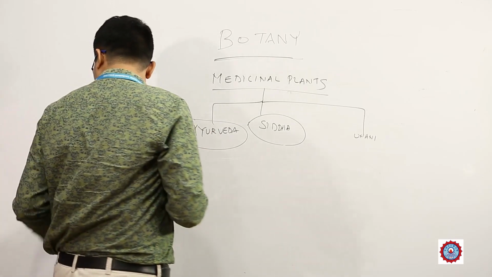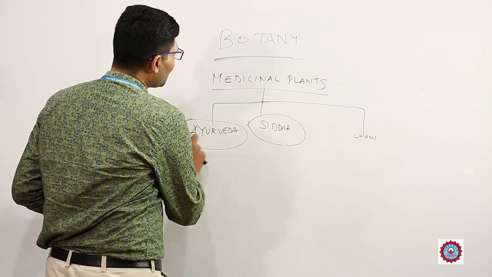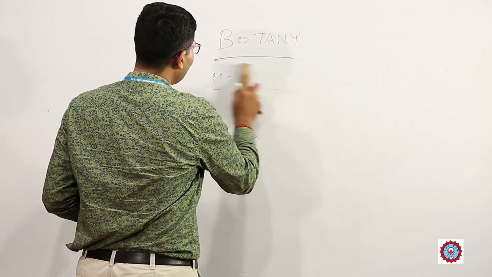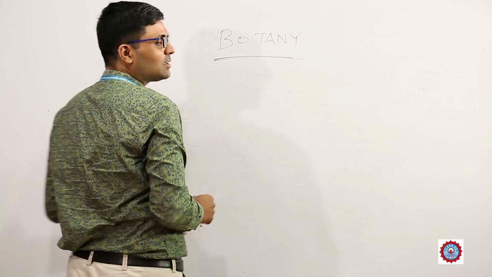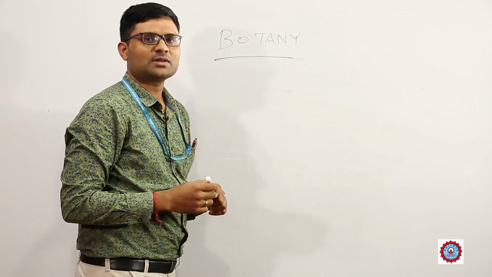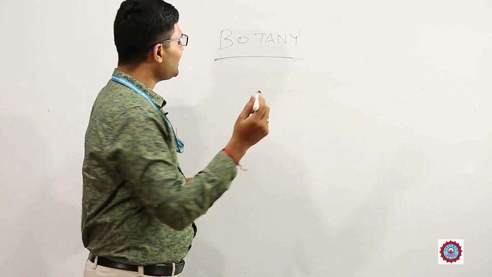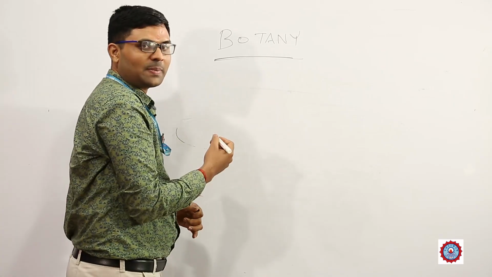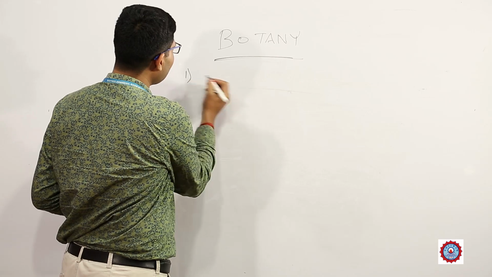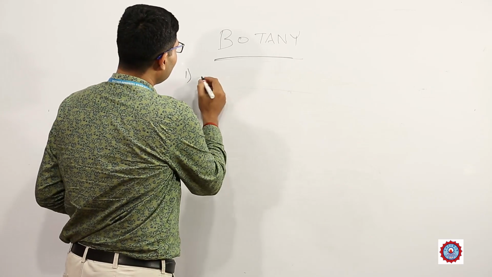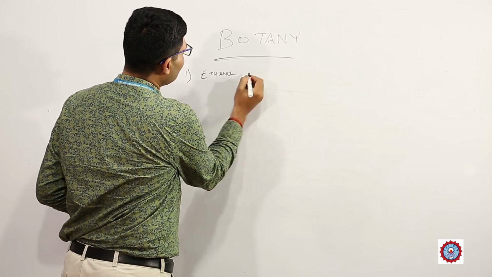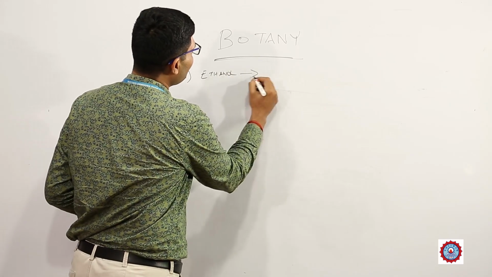Then the research part, right? You have the medicinal plants, but what about the research? You have a good scope of research in these plants. Mostly what they do, they take these plants and do the analysis. They use solvents like ethanol and methanol, right? They use these solvents and they go for phytochemistry studies.